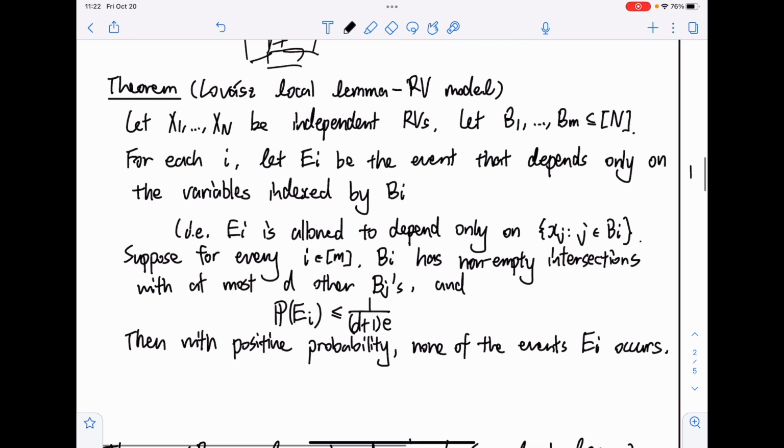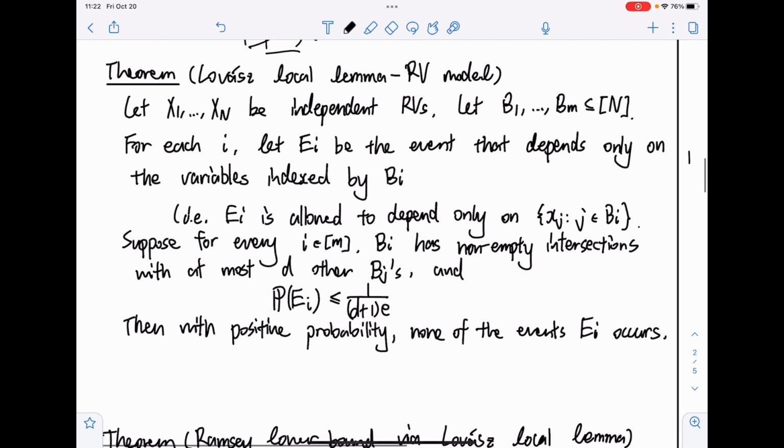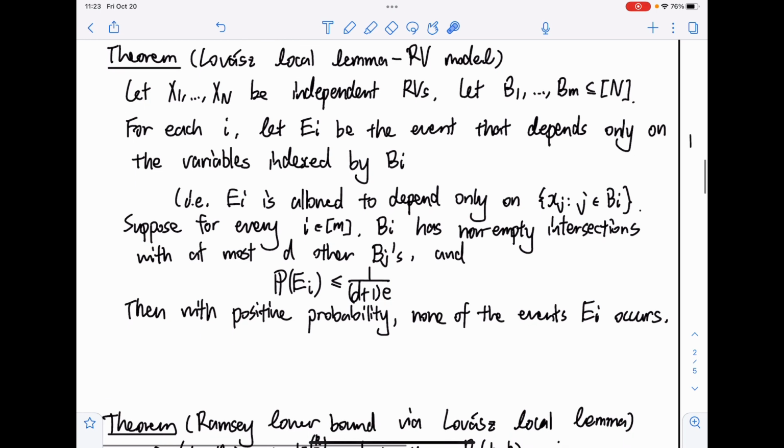And we're going to prove it later, so we're not going to prove it here. There are n random variables x1 to xn, and B1 to Bm are subsets of the sequence 1 to n. For each i, we let E sub i be an event that depends only on the variables indexed by Bi. And we suppose that for every i from 1 to m, Bi has non-empty intersection with at most d of the other Bj's. This is the hypothesis we have.